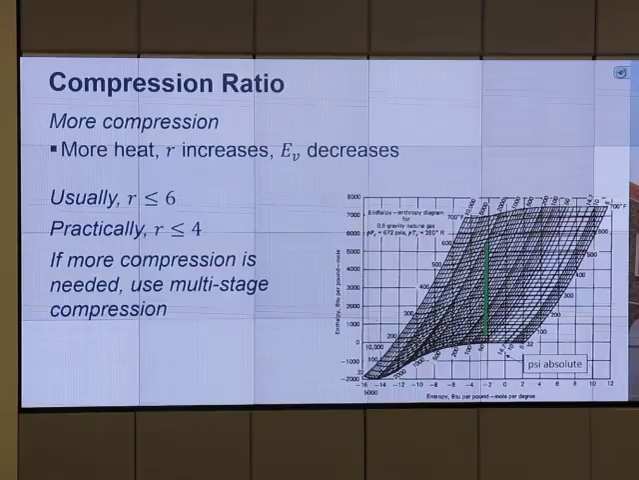So compression ratio per stage should be less than 4. Usually it's less than 6, but the recommendation is practically it should be less than 4. If we have compression ratio per stage more than 4, it's not good because the temperature will be too hot. The equipment doesn't work that well when it's too hot. When they design the system, they design at a certain temperature. So when the temperature goes up, there is a little bit of expansion and it can melt.